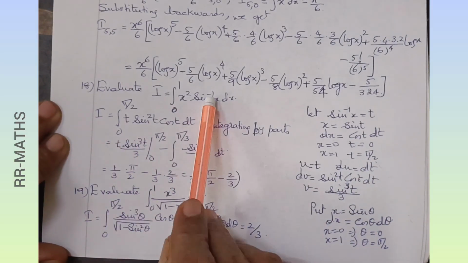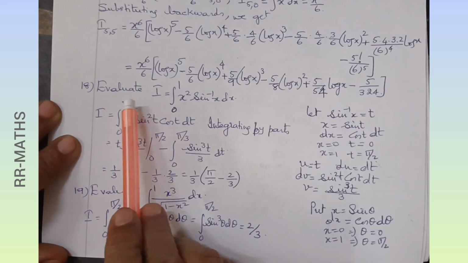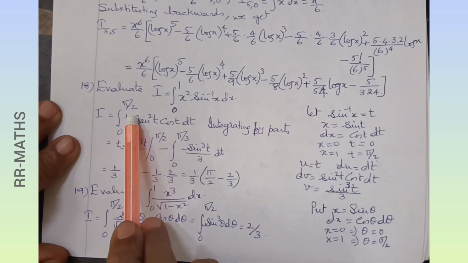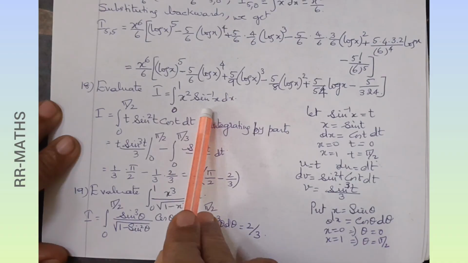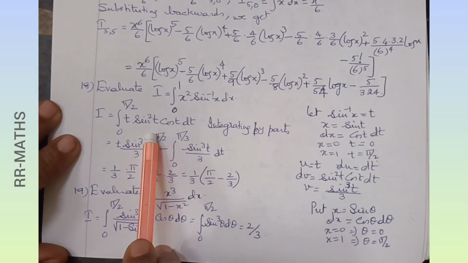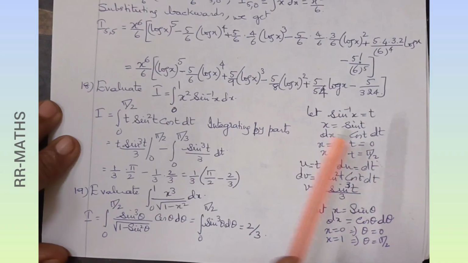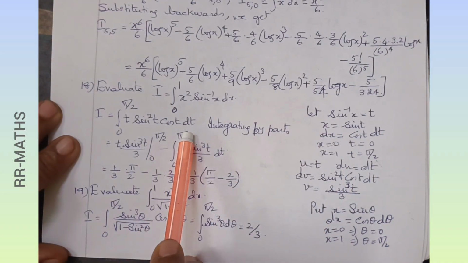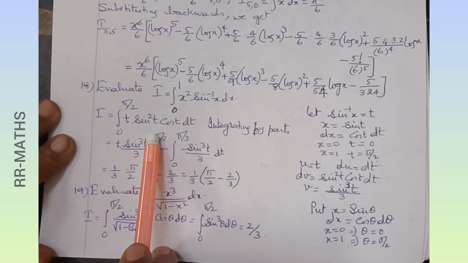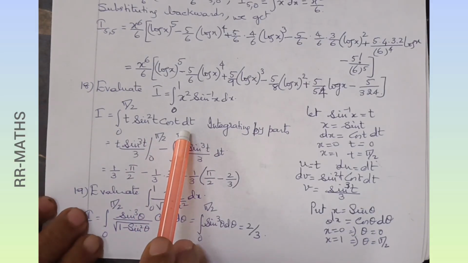So now the integral reduces to integral 0 to pi by 2, with x as sin t, so this becomes sin square t. Sin inverse of sin t is t, so I have t into sin square t. And dx is cos t dt, so this is cos t dt. So your integral has now become t sin square t into cos t dt.